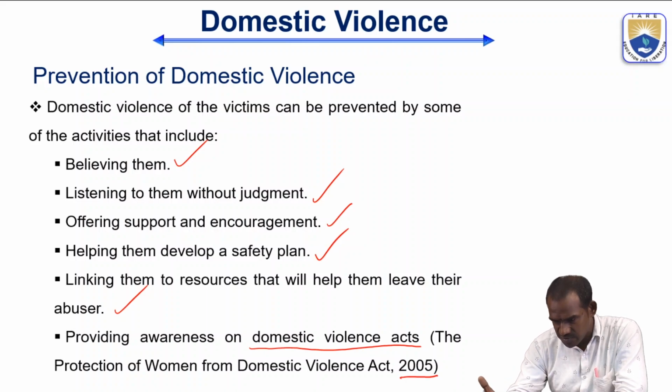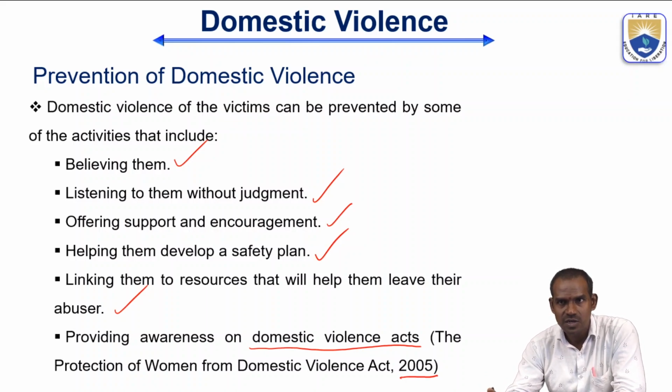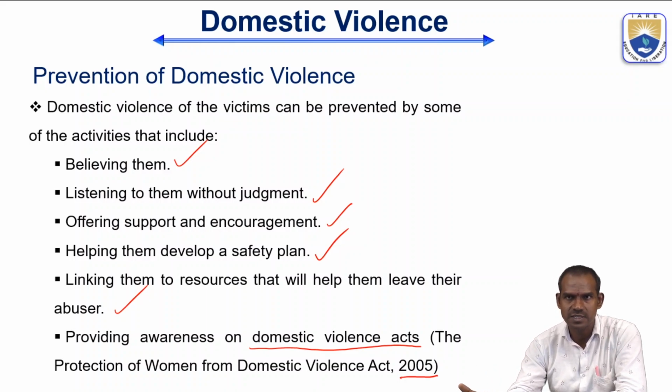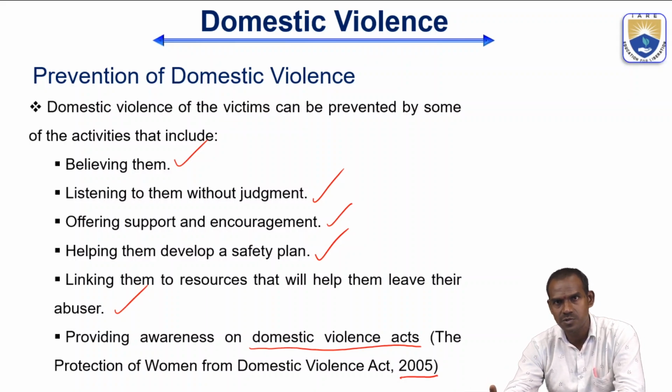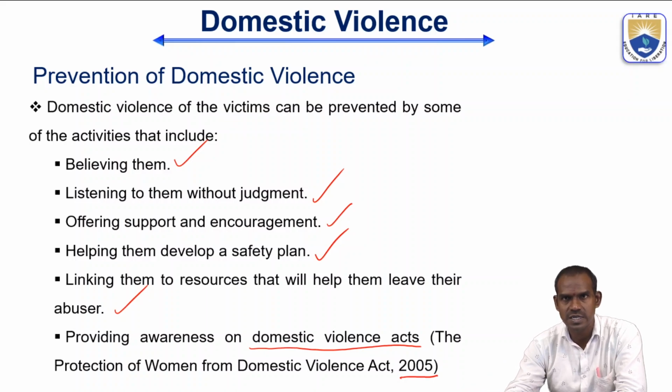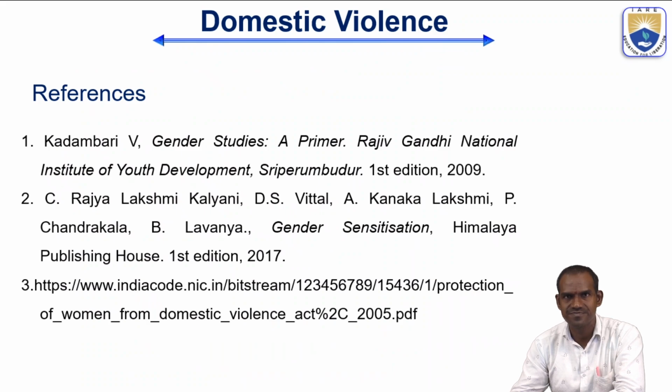So what are the various forms of domestic violence and what is domestic violence? Domestic violence is related to home. Intimate partner violence is called domestic violence. What are the various forms? Physical abuse, psychological abuse, financial abuse, social abuse, and sexual abuse. And how to prevent domestic violence? By believing them, by offering support and encouragement, by giving awareness on domestic violence acts and so on. Okay. So I hope you all understood what is domestic violence and what are the various forms and how to prevent domestic violence.